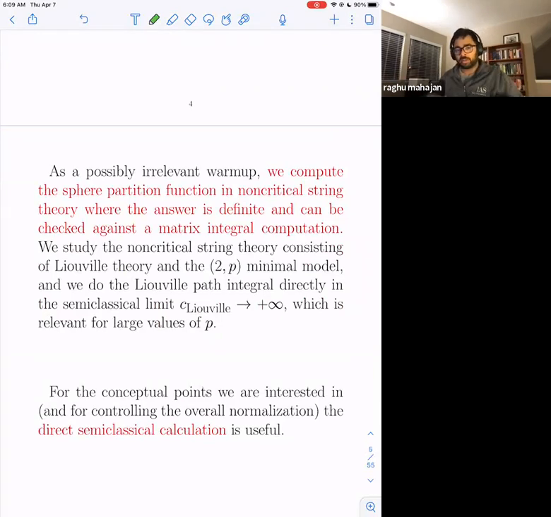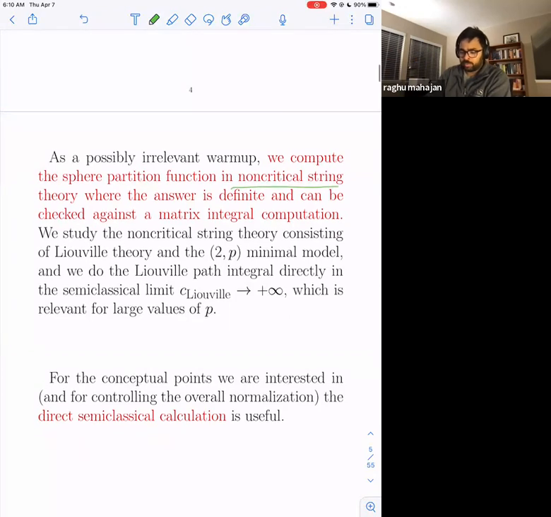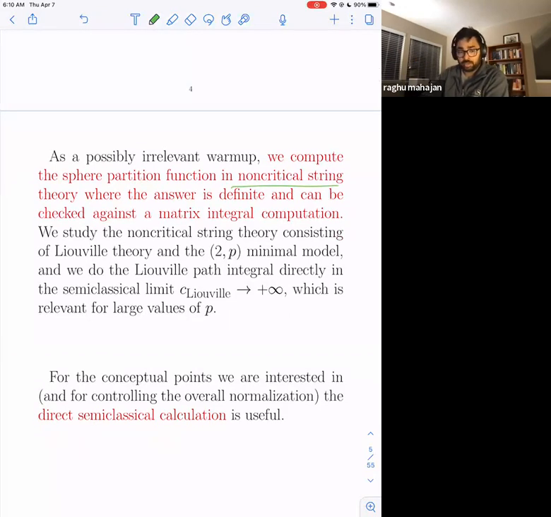We don't worry about critical string backgrounds. And as a possibly irrelevant warm-up, we compute the sphere partition function in non-critical string theory. And here the answer is completely well-defined, and it can be checked against the dual theory. The dual theory is just some matrix integral. So now I would like to say a few words about what this non-critical string theory is.